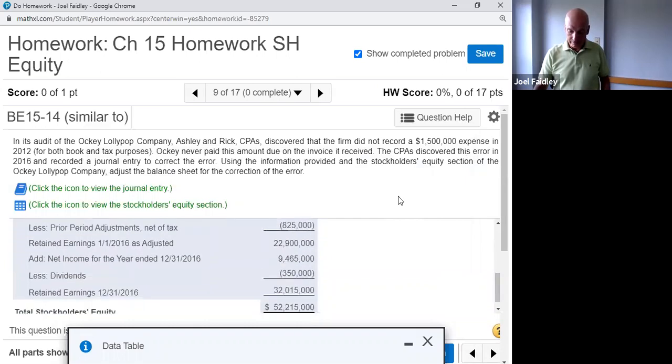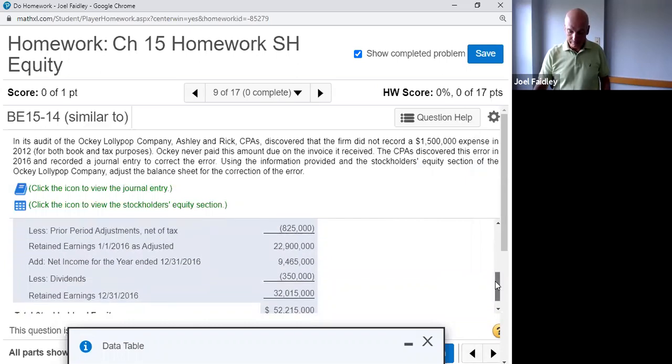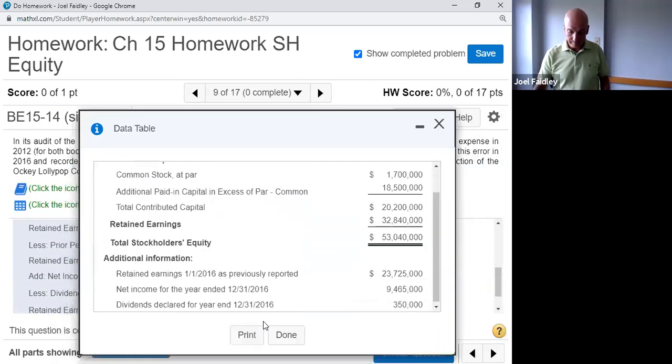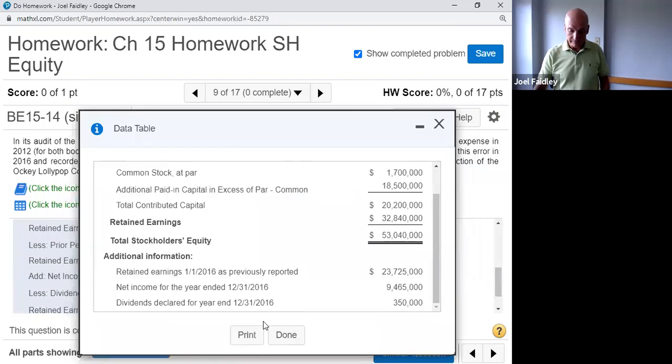But what we know here is, I'll put on one screen what was previously reported. 1/1 of 2016, previously reported. So 23,725 is what we got to start with, not the 32,840. You can arrive at the 32,840 by taking into consideration what they had here, the 23,725 plus net income minus dividends. That gives you that. But you want to start with your last known retained earnings, which is 23,725.